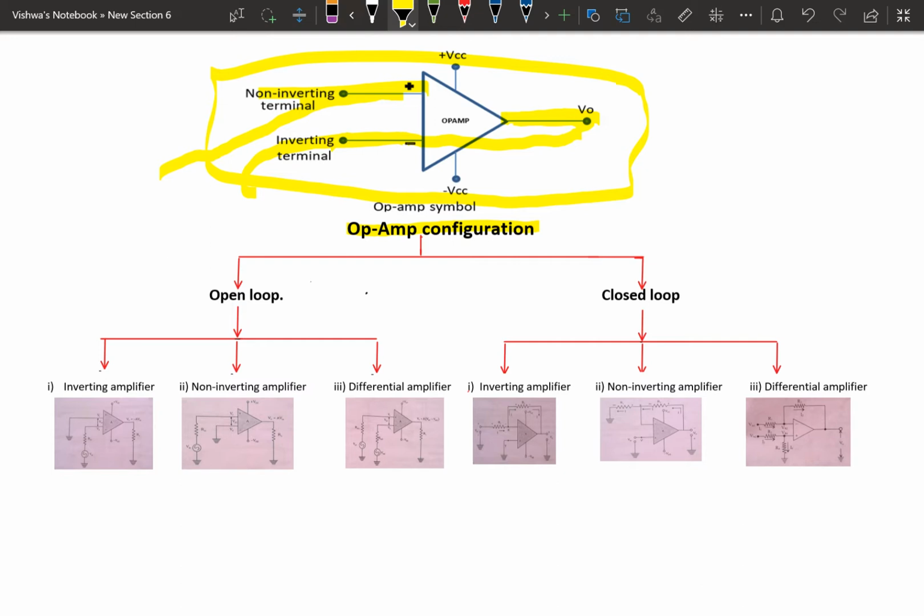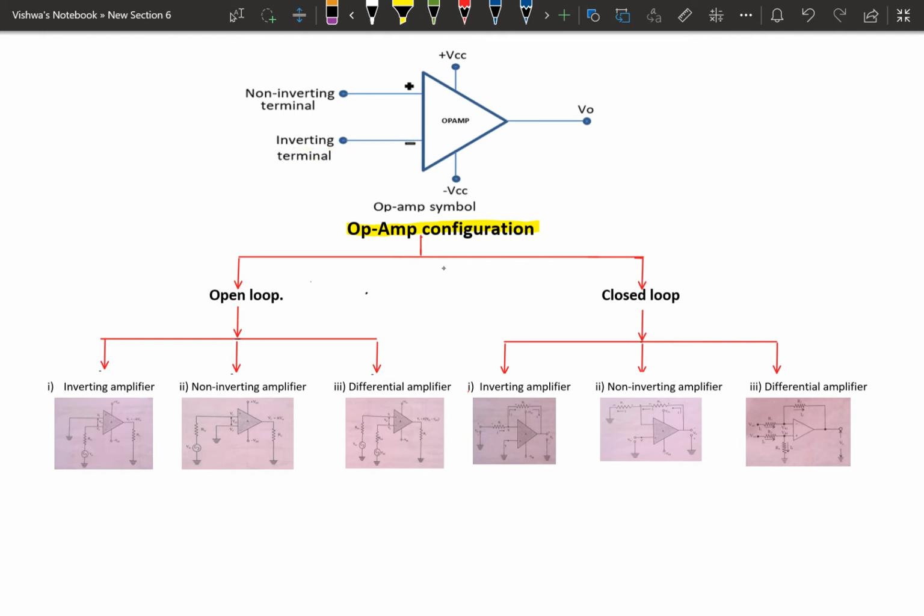Okay, so now let's go to the configurations. Here the op-amp configurations are classified in two ways, one as open loop and the other as closed loop. Under open loop configurations, we classify three different circuits: open loop inverting amplifier, open loop non-inverting amplifier, and open loop differential amplifier. Similarly, in closed loop also there are three different configurations: closed loop inverting amplifier, closed loop non-inverting amplifier, and closed loop differential amplifier. Okay, so let's study each one by one.